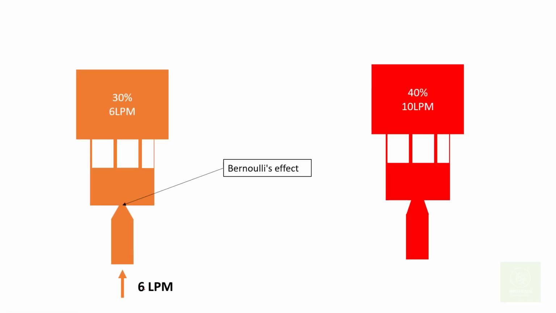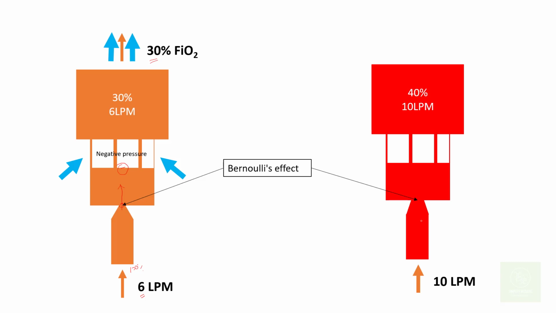In this orange valve, you are giving flows at 6 liters per minute. The small opening results in very high flows, thus creating negative pressure in this area. The principle underlying this is Bernoulli's effect. And once you have a negative pressure area, the air from outside goes through these openings, and it's going to dilute the 100% oxygen flow from the tubing that is coming in to achieve a 30% FiO2. Similarly, if you're looking at the red valve, the opening of the valve is much larger, and when you give it 10 liters per minute, you do get negative pressure, but the dilution from the air is much smaller, so you're able to achieve higher FiO2s.